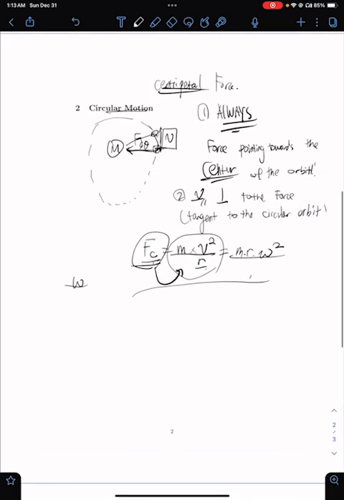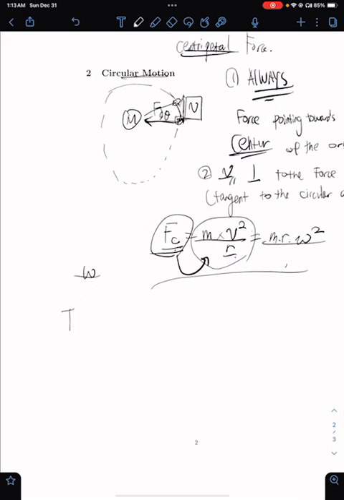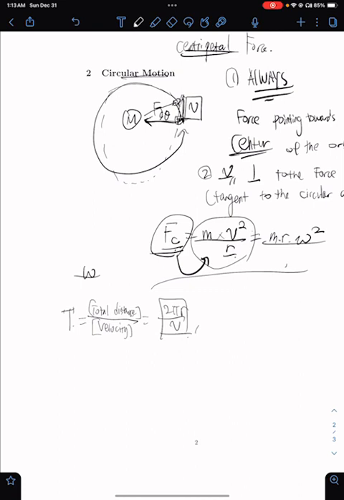So yeah, the period of the orbit, which is how long it takes to spin around one time, we can note as the total distance that the planet has to cover over the velocity the planet is going at, which becomes 2 pi r over v, which is 2 pi over omega.